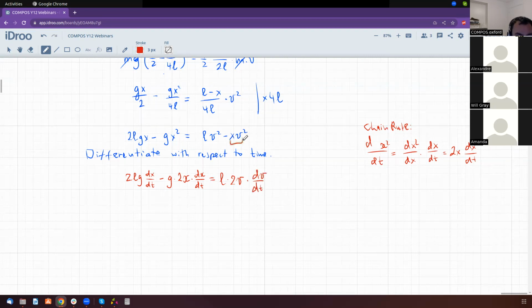And here we need to use the product rule and the chain rule. So it's minus x dash v squared minus x v squared dash. So this is minus dx/dt multiplied by v squared minus x multiplied by 2v multiplied by dv/dt.